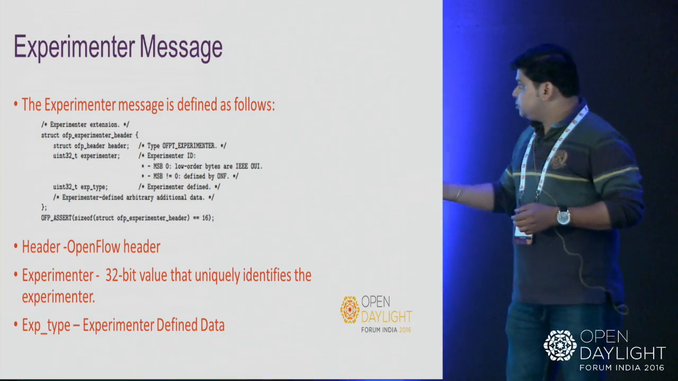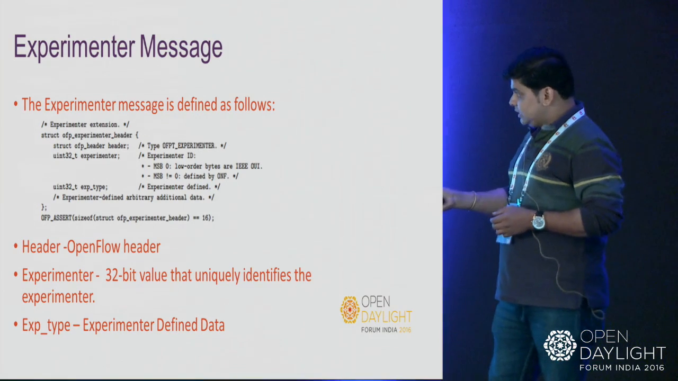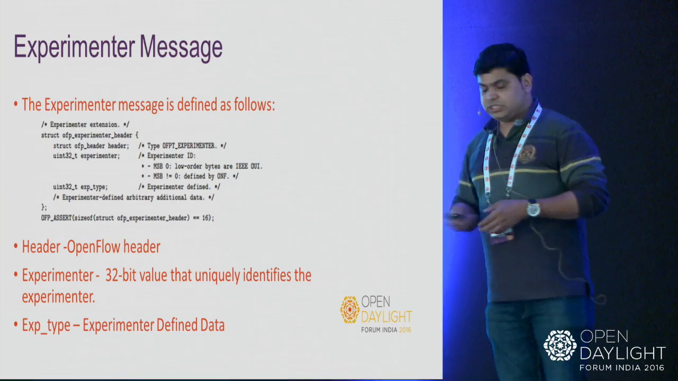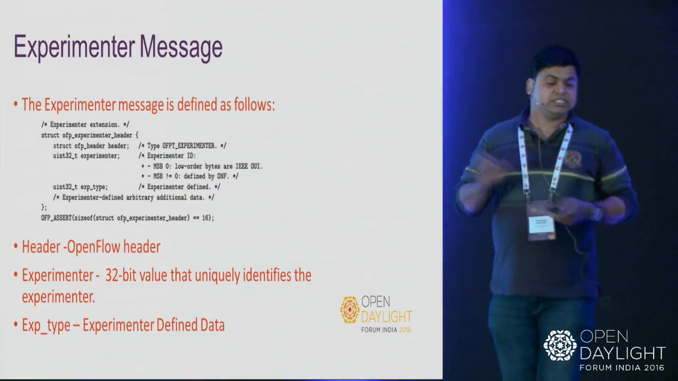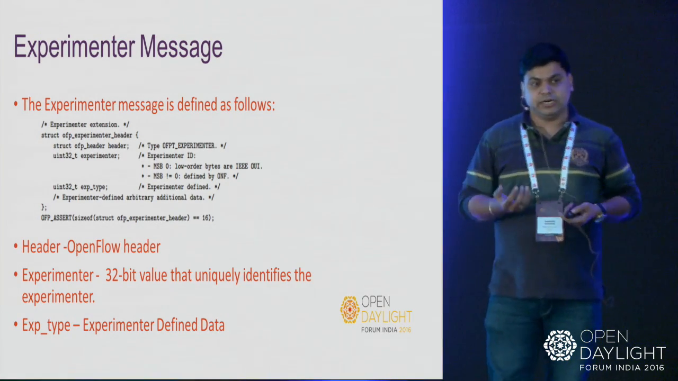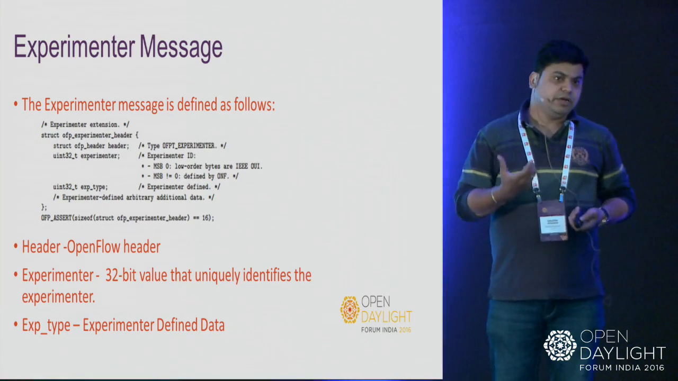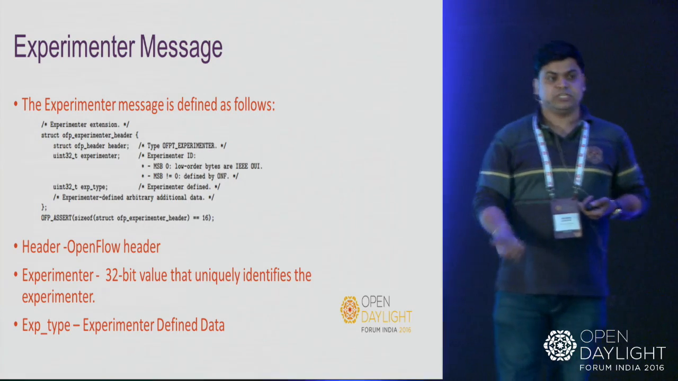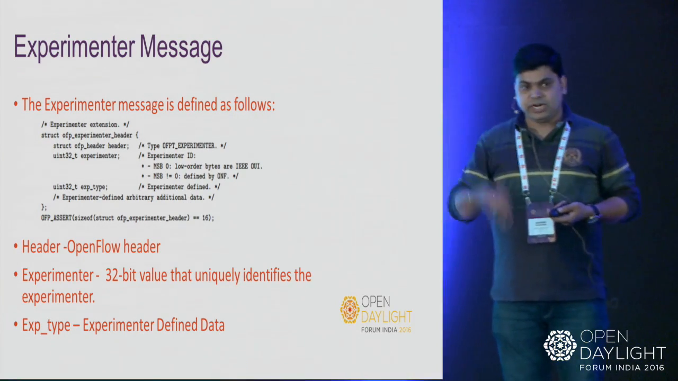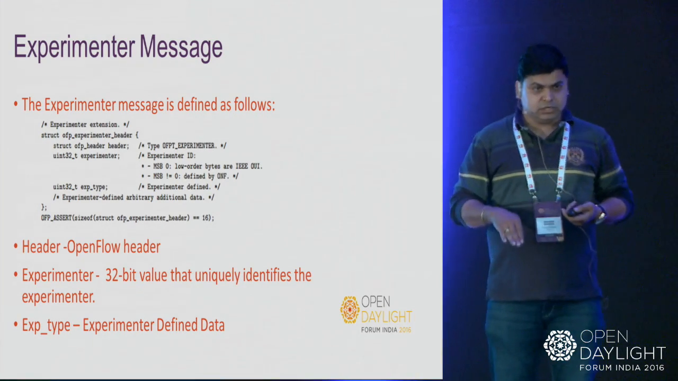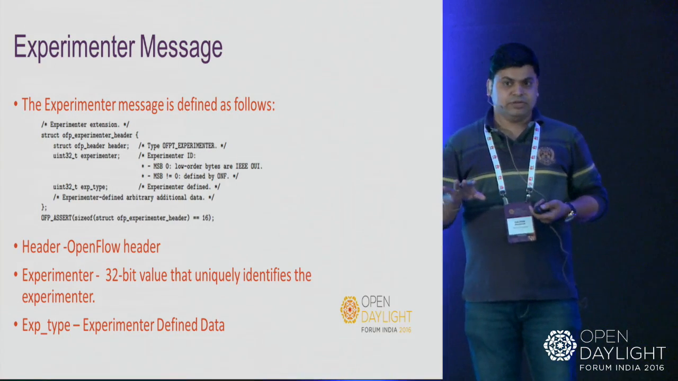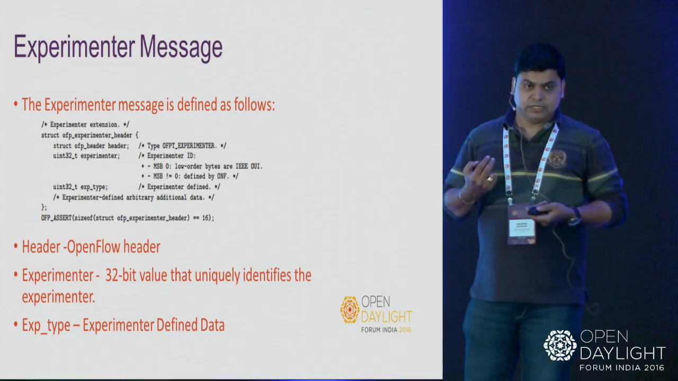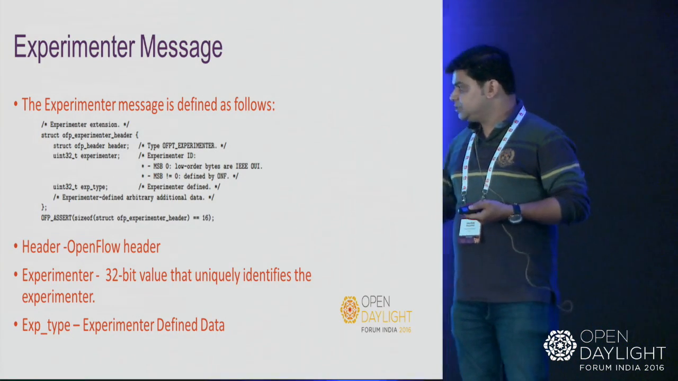Once we have the experimenter ID, as extra data we can have an EXP type, which carries the experimenter-defined data. This is the core where we define our data. Let's take an example where we are writing a symmetric message. A symmetric message is when you send down and you expect a reply. So when you are writing a symmetric message, we expect that our message goes down, and for that we'll get a reply. So how can the EXP type be used?